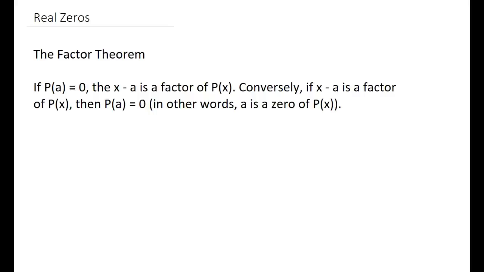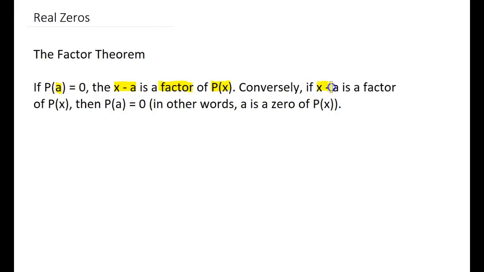All right, let's learn about real zeros of polynomials. And to do that, let's learn about the factor theorem. Okay, what does it say? It says that I've got some polynomial p in terms of x, and let's say that some number a makes that polynomial equal to 0. If that's true, then x minus a is a factor of that polynomial.